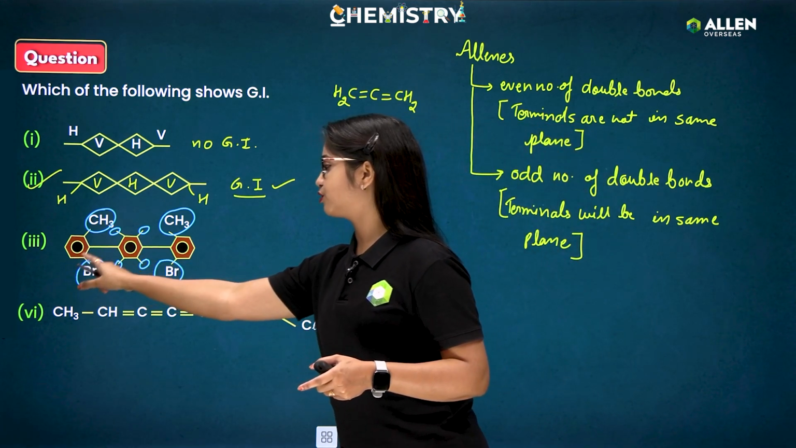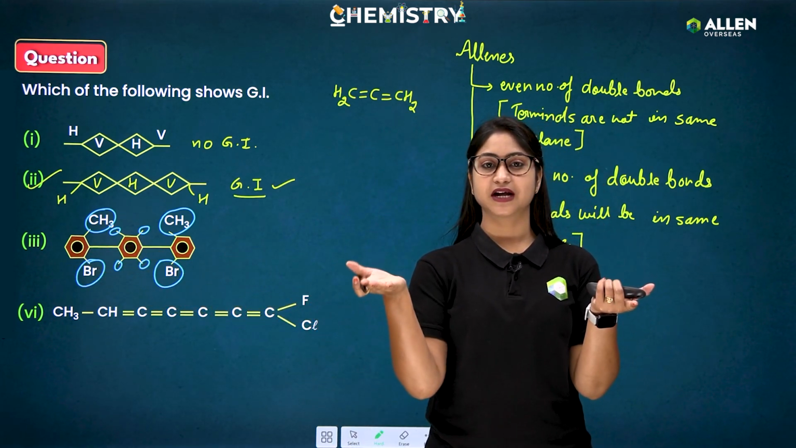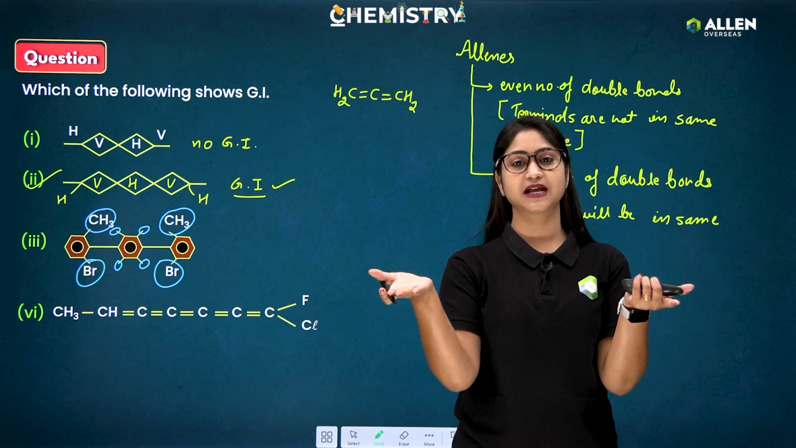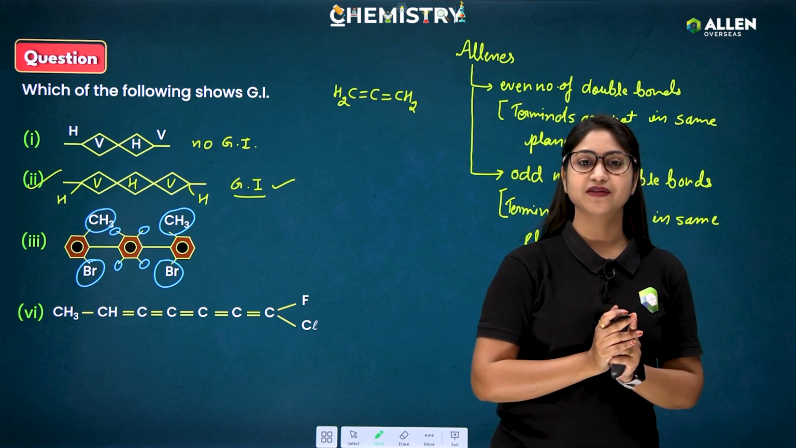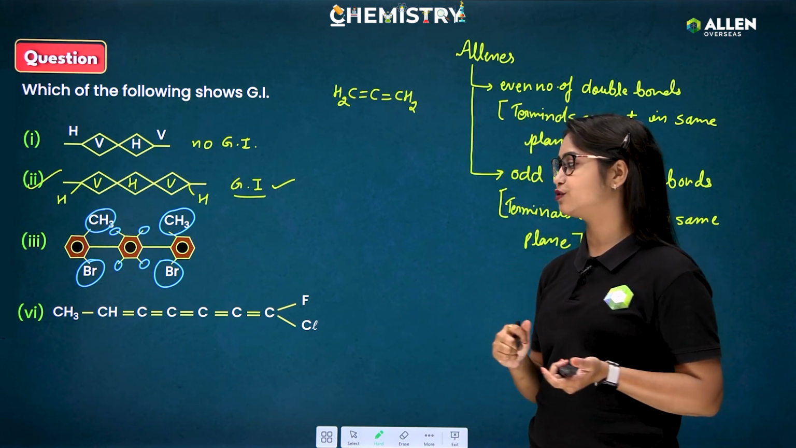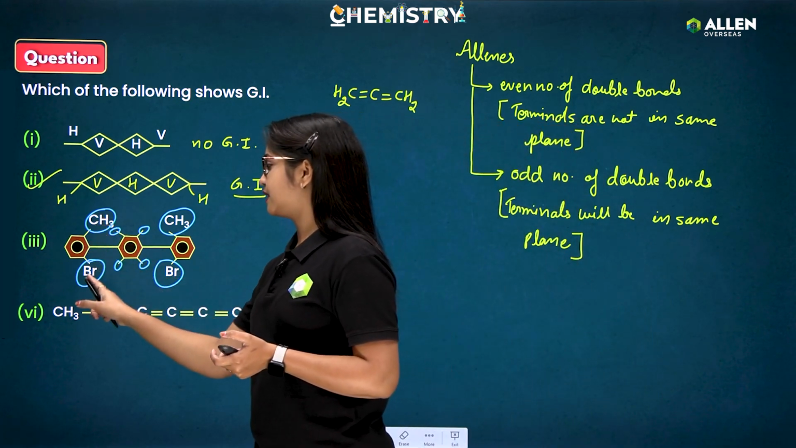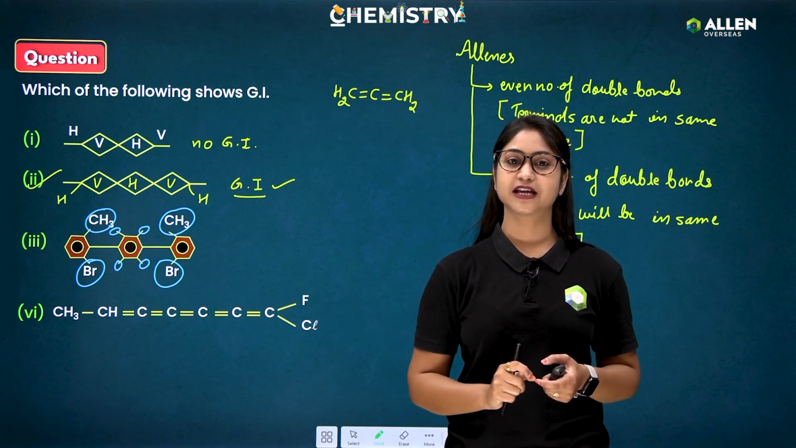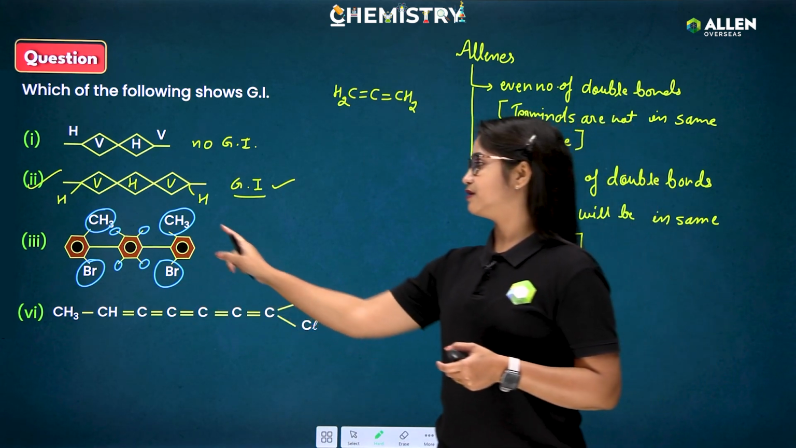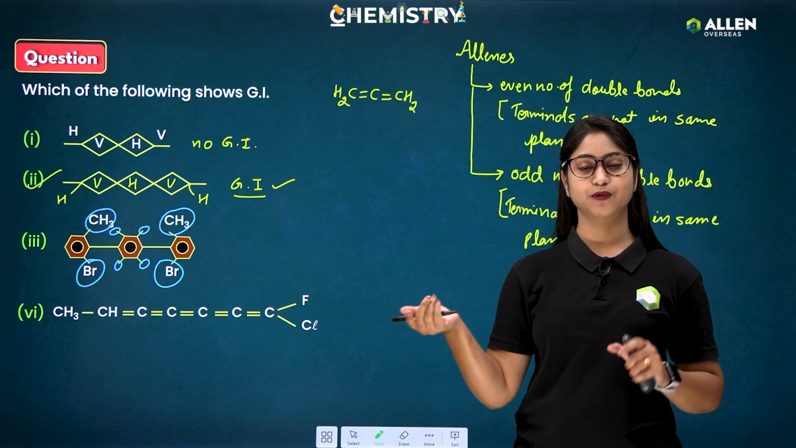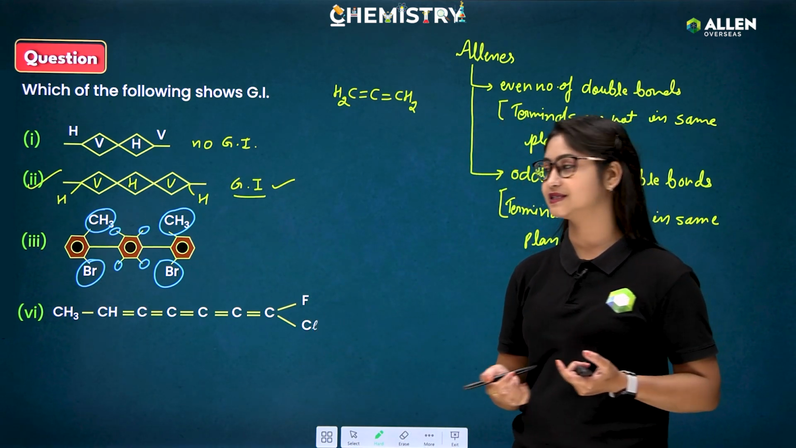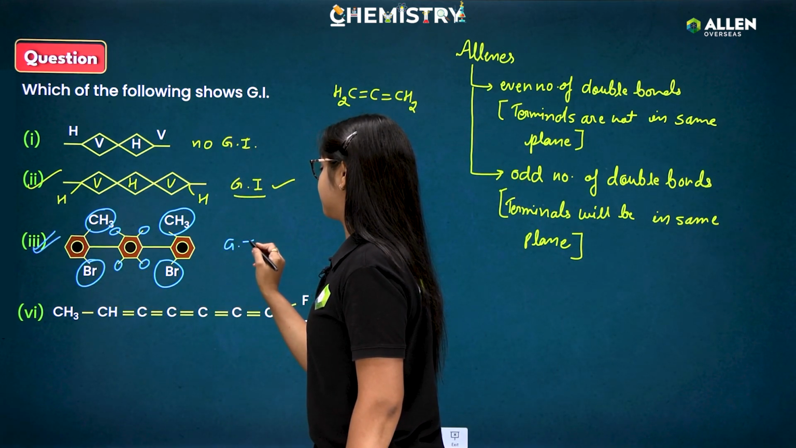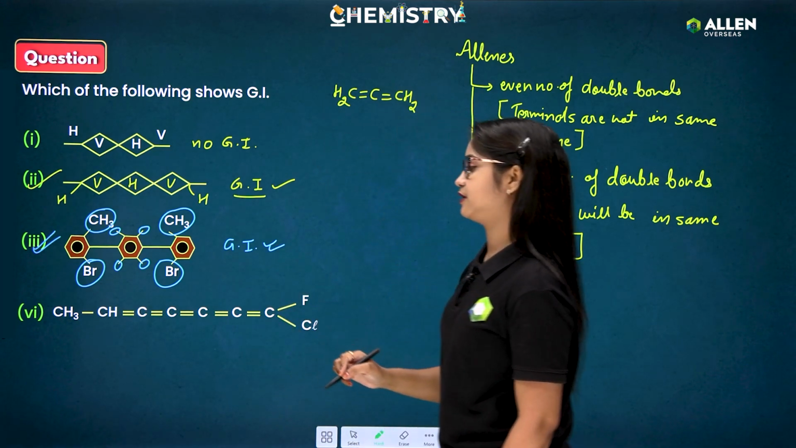So the first and third rings will be in the same plane. The middle one has a different plane, but the terminals have the same plane. That means they can show geometrical isomerism. And you can see these terminals have different groups: methyl, bromine, methyl, bromine. So yes, there can be geometrical isomers. When the methyls are on the same side, this will be cis. When they are opposite, that will be trans. So in this third one also, geometrical isomerism is possible.